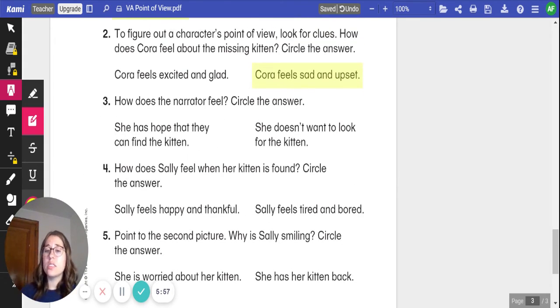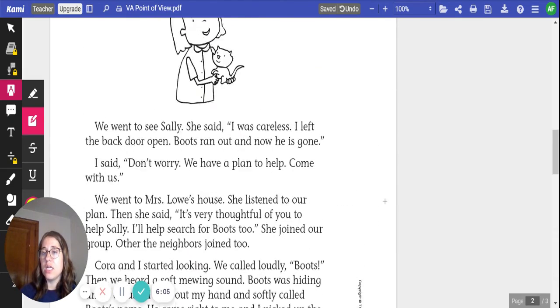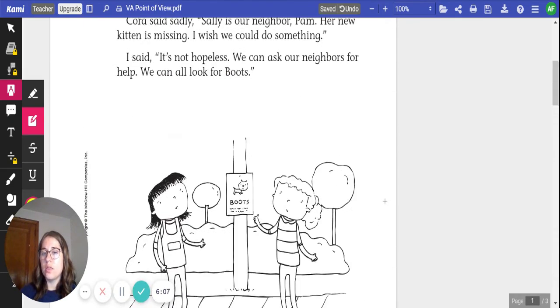Number 3, how does the narrator feel? Circle the answer. Does she hope that they can find the kitten, or does she not want to look for the kitten? Let's look back up in our story. The narrator says the word I, it's from that point of view.